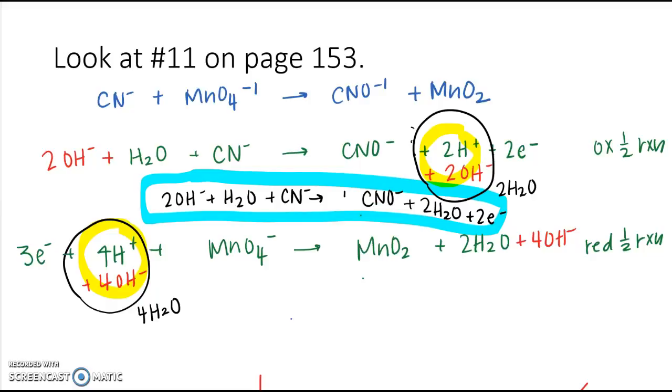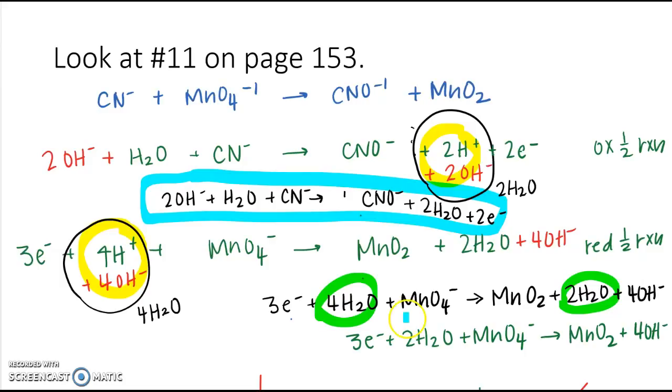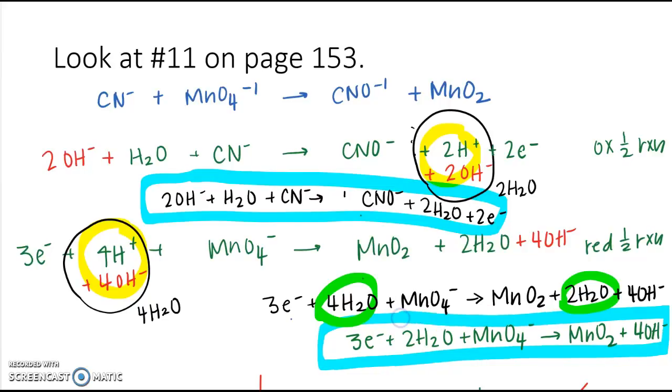Now let's do that for the reduction half reaction. And when you do this for the reduction half reaction, what you should see though is that you end up having waters on both sides. So remember, when things show up on both sides, they cancel each other out. So we're going to simplify this just a little bit more. And so you get this to be your reduction half reaction. And then you would add them together to find the overall reaction.